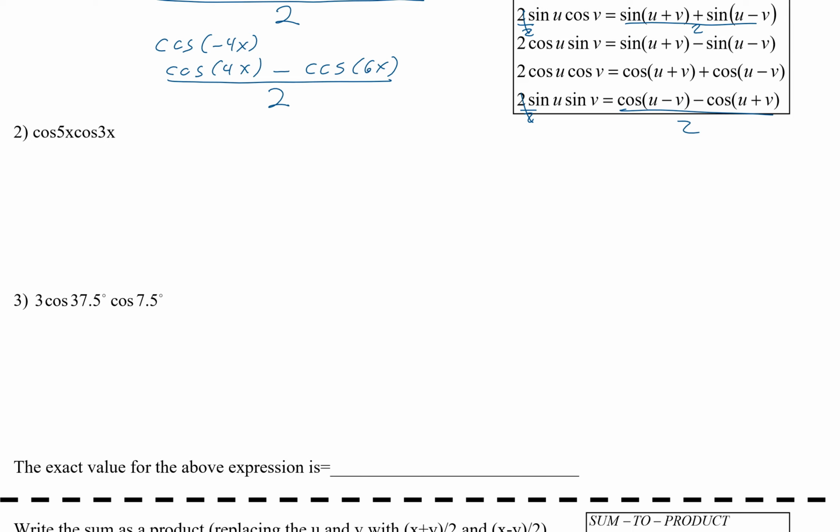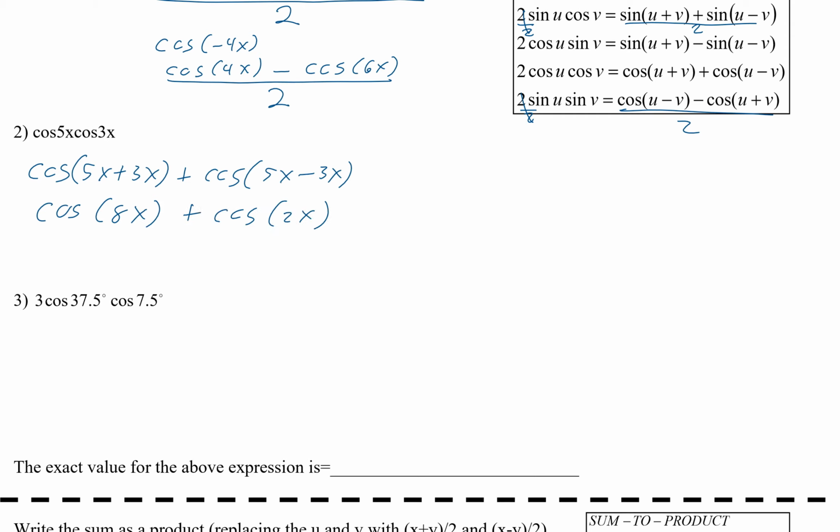All right, back to this. So cosine cosine is going to be cosine cosine. So this is cosine 5x plus 3x plus cosine 5x minus 3x. And again, it doesn't matter. These can go in either order. So if you want to put the minus first on each and the plus, it's the same thing. This is cosine of 8x plus cosine of 2x. And there we go. And the whole thing is being divided by 2.